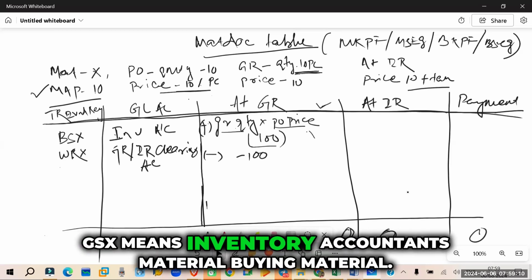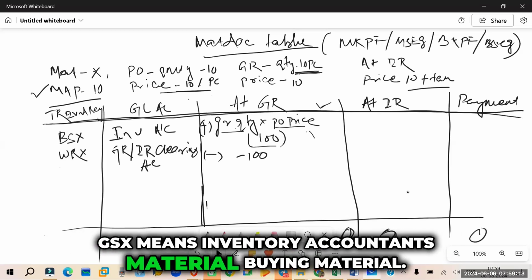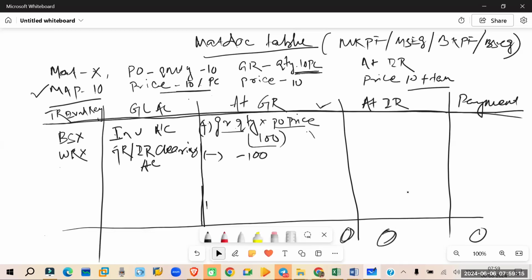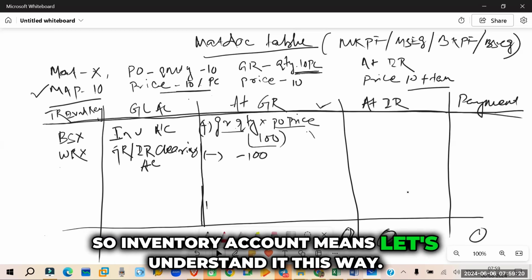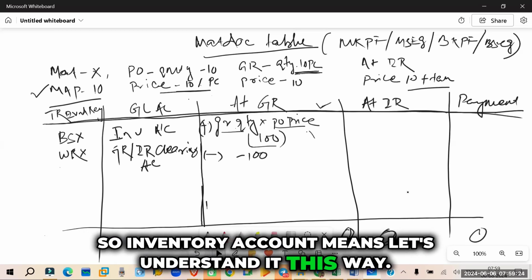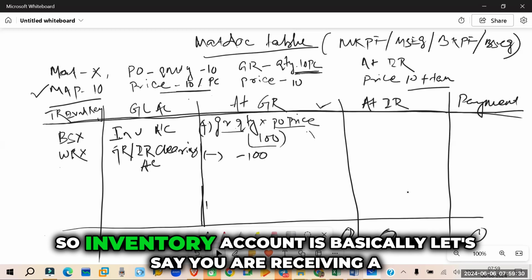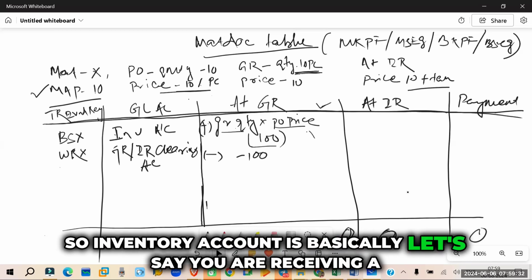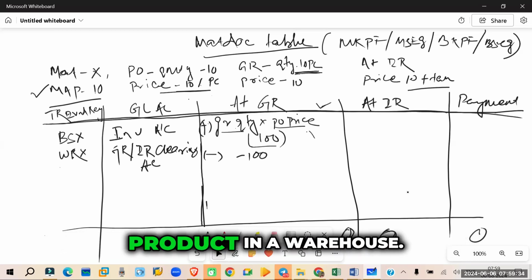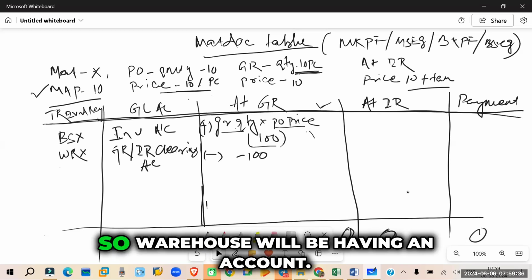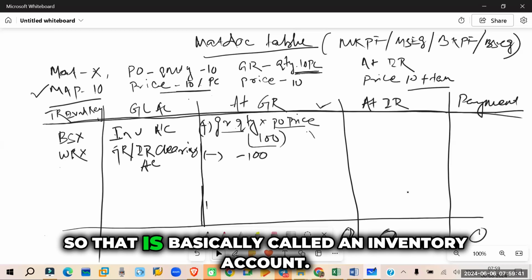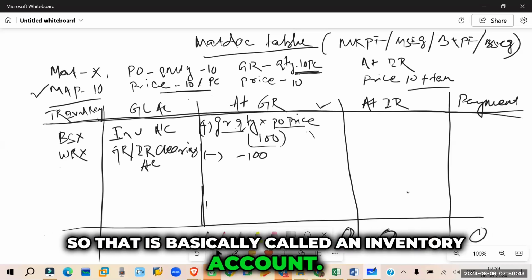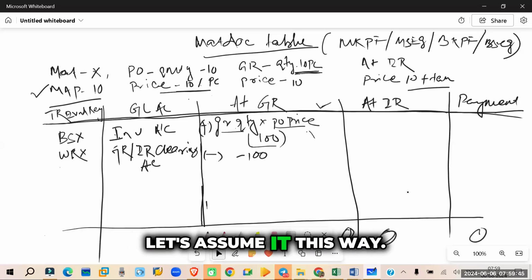BSX means inventory account, means buying material. Understand it this way: the inventory account is basically, let's say you are receiving a product in a warehouse. The warehouse will be having an account, and that is basically called an inventory account. Let's assume it this way.